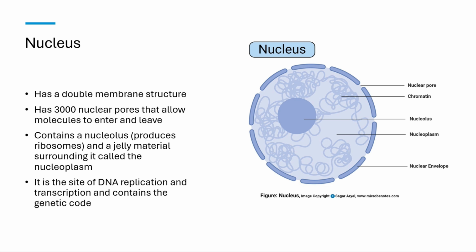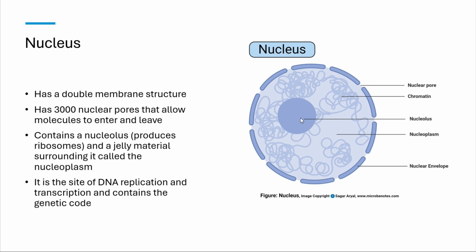Alright, I'm going to talk about all the different parts of the cell now. So the nucleus has a double membrane structure. It has 3,000 nuclear pores that allow molecules to enter and leave during protein synthesis. It contains a nucleolus, which is like a smaller nucleus inside of the nucleus. So this whole thing is a nucleus here, but inside of the nucleus, there's another nucleus called the nucleolus.